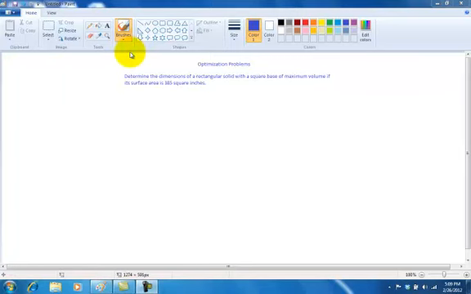So here we go. We're going to start with this one. This is number 10 on the review worksheet. Determine the dimensions of a rectangular solid with a square base of maximum volume if its surface area is 385 square inches. Okay, so there are 5 steps to doing optimization problems. Okay, 5 steps that you want to follow.